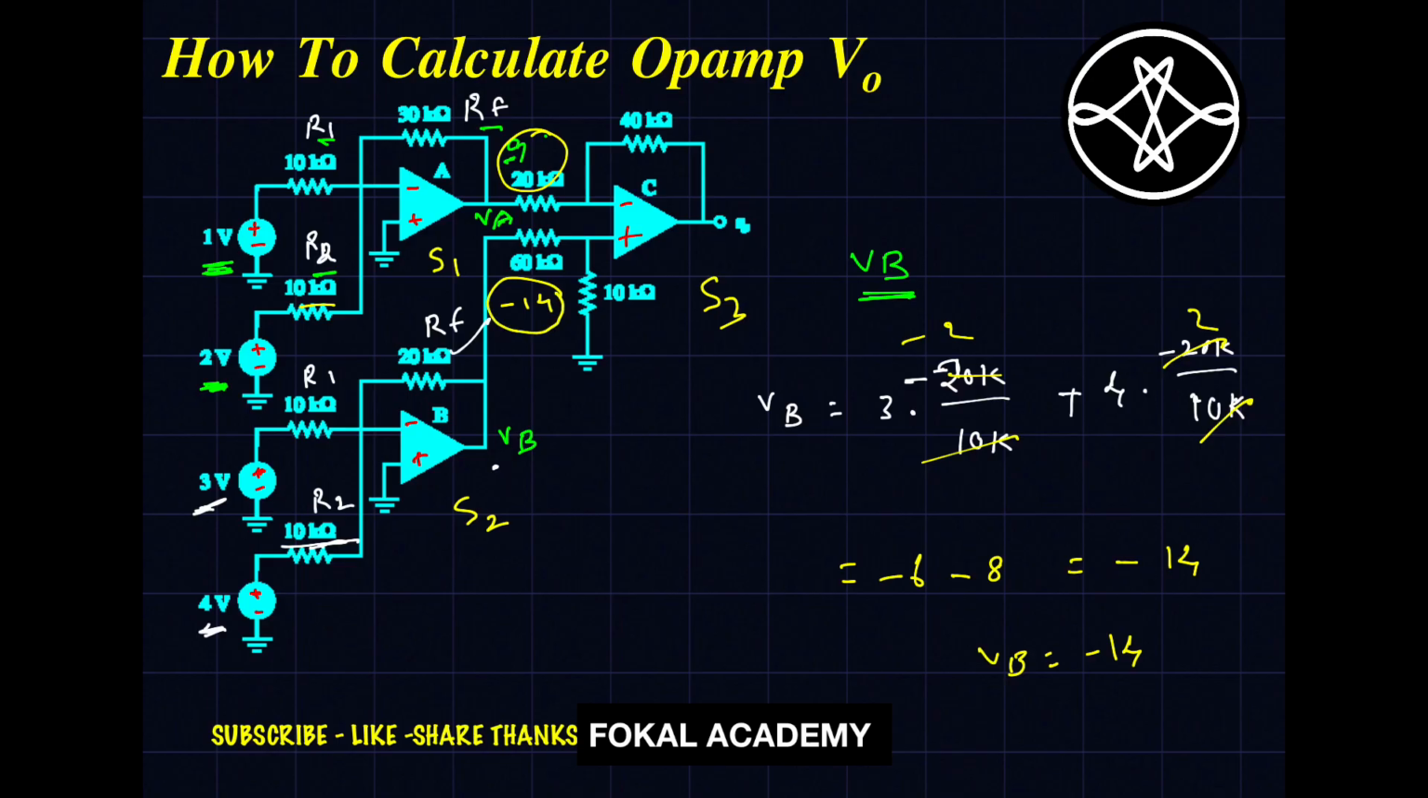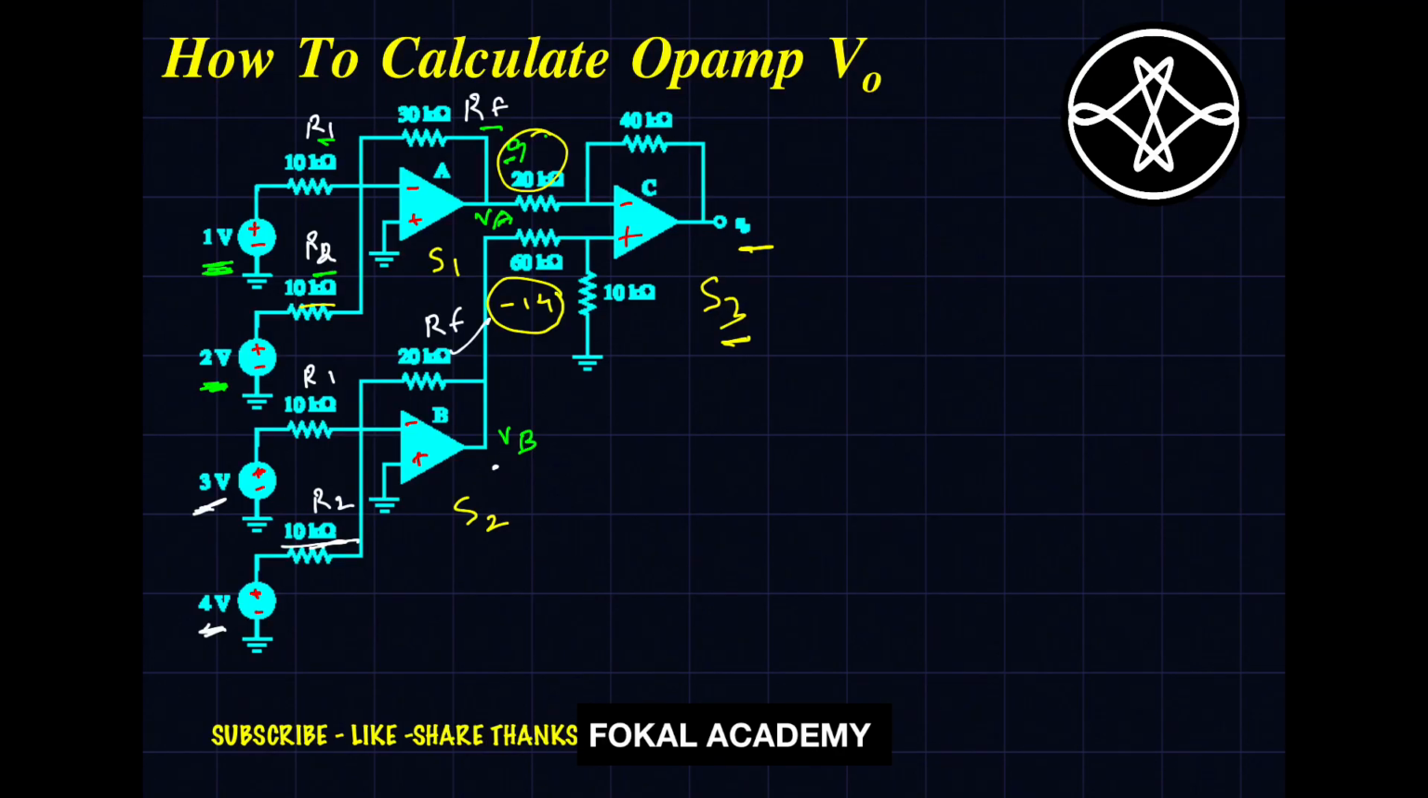So these are the two sources for stage 3. Now we can easily find the output voltage V0. Let us observe carefully here. Stage 3 is the difference amplifier because two sources are there, connected to both terminals. This voltage was connected to the positive terminal and this voltage was connected to the negative terminal, and it is the difference amplifier. So let us assume this is R1 and this is R2. Next this is R3 and this is R4.